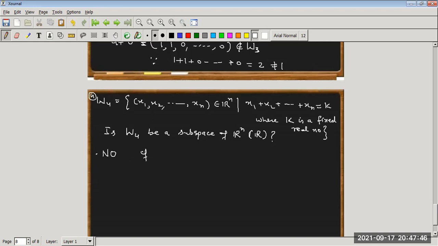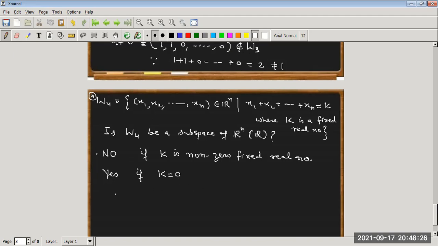No, if k is a non-zero fixed real number. If we take k equal to 2, 3, 4, 5, minus 2, minus 3, or any non-zero real number, then it is not a vector space. But the answer is yes if k equal to 0. If k equal to 0, then it is a vector subspace.